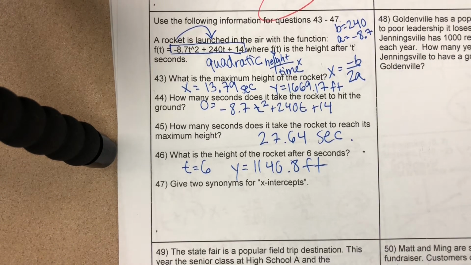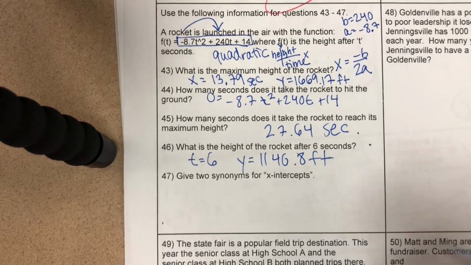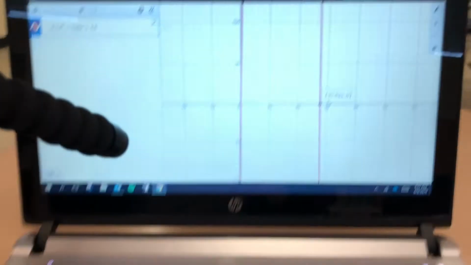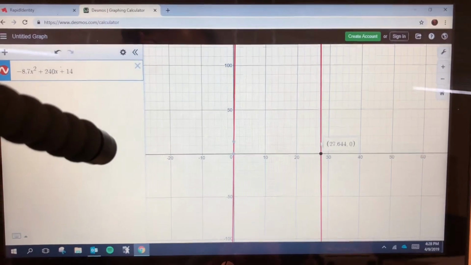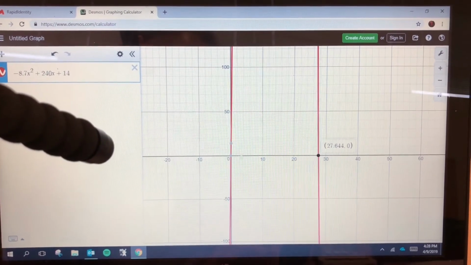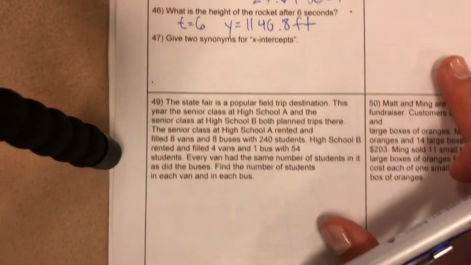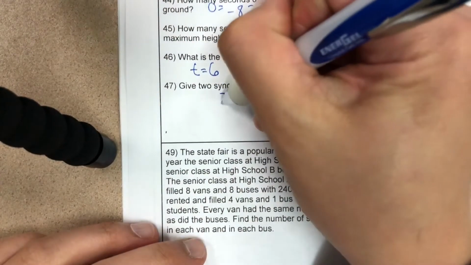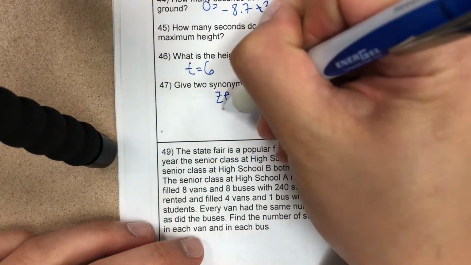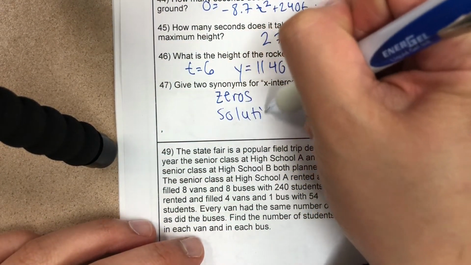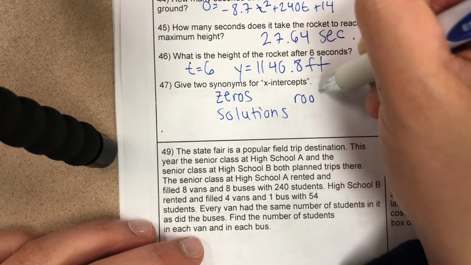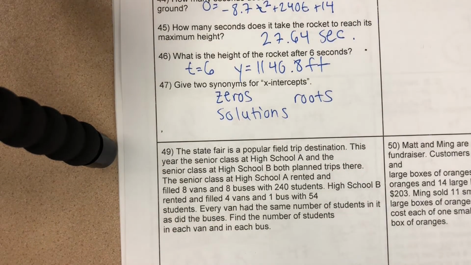What are the 2 synonyms for x-intercepts? Well, if you take a look, just based on the graph, we know that it's right here and right here. So it's when x equals 0. A synonym is going to be zeros. Another one is going to be solutions. And another one, if you're wanting to put a third one, is going to be roots.